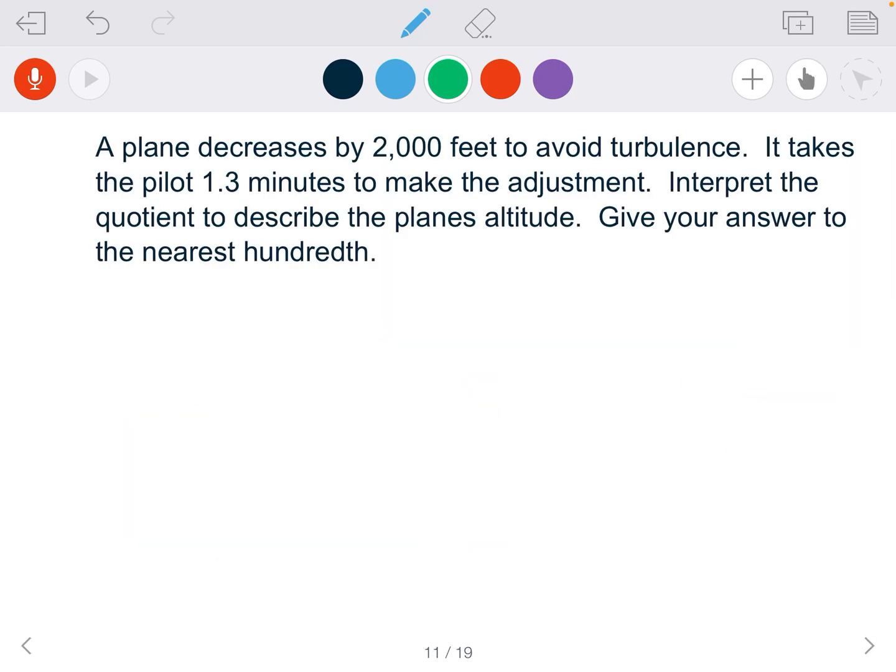All right, word problem. You're going to see something like this. So a plane decreases by 2,000 feet to avoid turbulence, right?